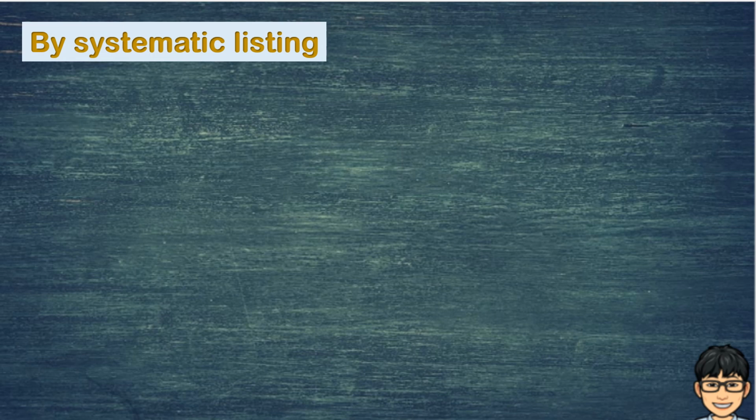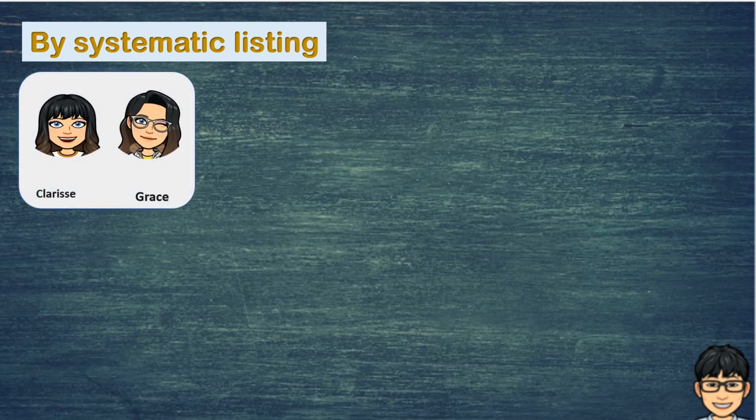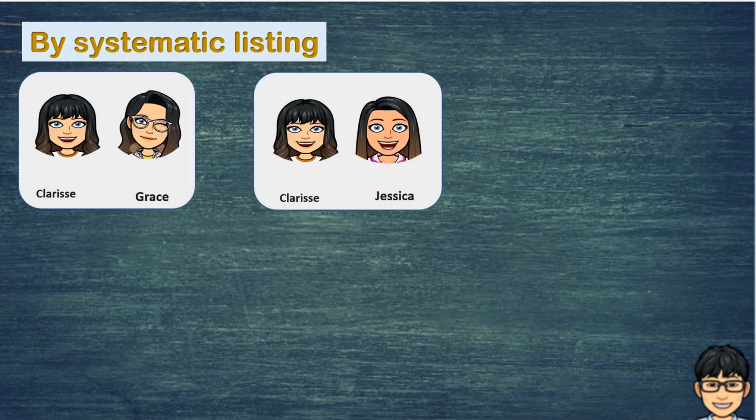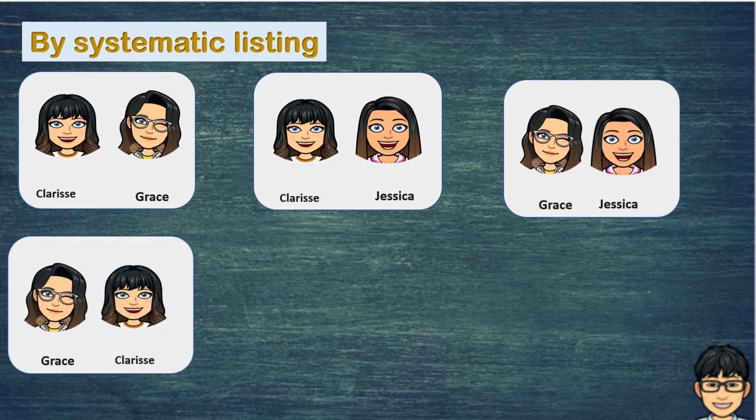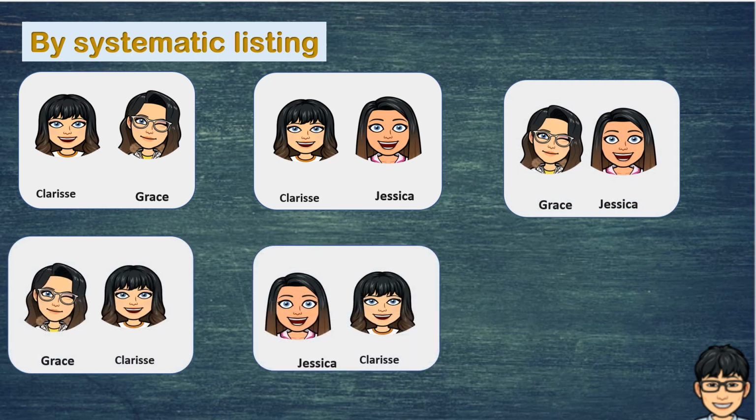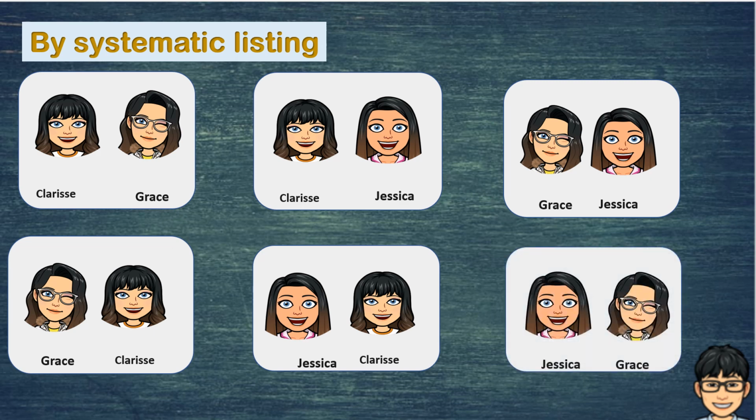Using systematic listing, kung i-consider natin ang order of arrangement, so we have Clarice Grace, Clarice Jessica, Grace Jessica, Grace Clarice, Jessica Clarice, and Jessica Grace. Makikita natin dito na meron tayong 6 different ways to arrange people at a time.